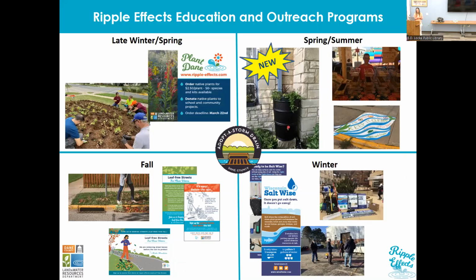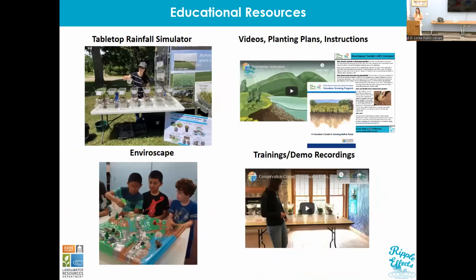Really we're just getting the word out that whatever goes down our storm drains ends up in our lakes, rivers, and streams, and the importance of keeping it clean, not only the storm drain itself, but all that water that ends up down there. We talked about lead-free streets, and then Wisconsin Saltwise is our winter campaign where we're really trying to reduce the amount of salt that we use on our roads so that those chlorides don't get into our waterways. And then some educational resources that I wanted to let you know about.